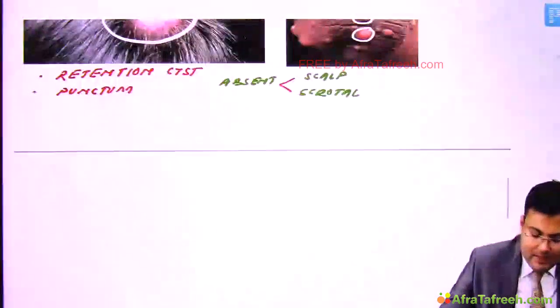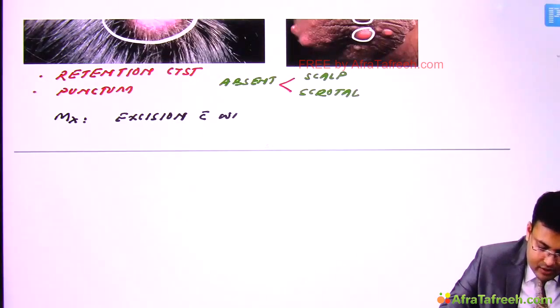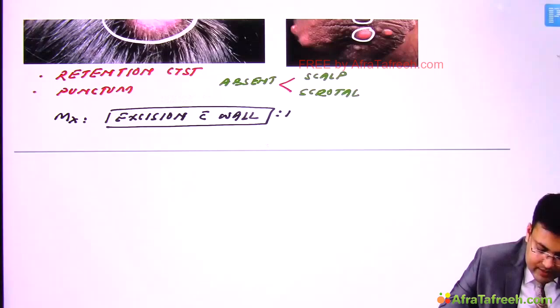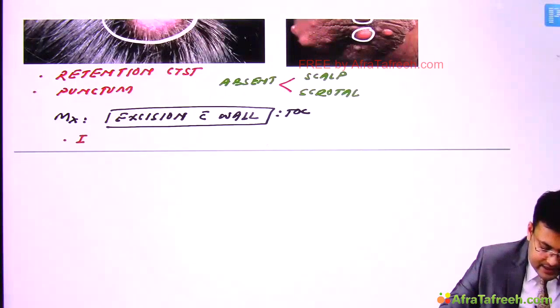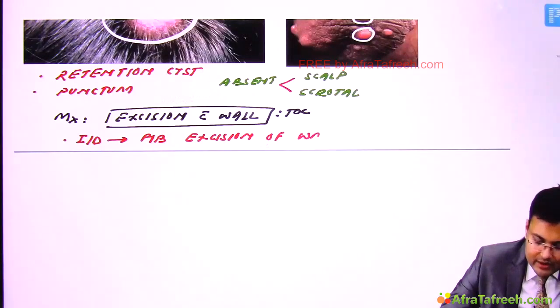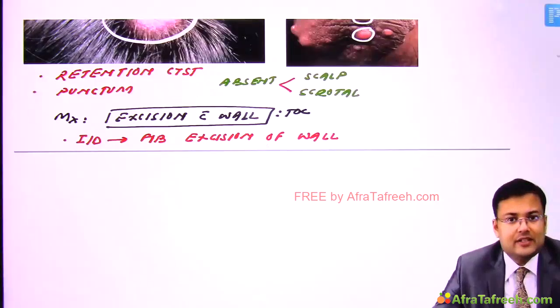So what is the management of sebaceous cyst? It's the excision with wall of the cyst. Clear? So this is the treatment of choice. And if there is an infected sebaceous cyst, in that case, incision and drainage followed by excision of the wall to prevent recurrence. So this is how we manage the sebaceous cyst.